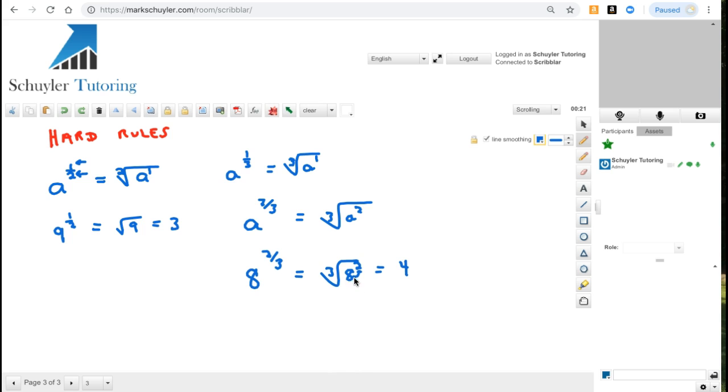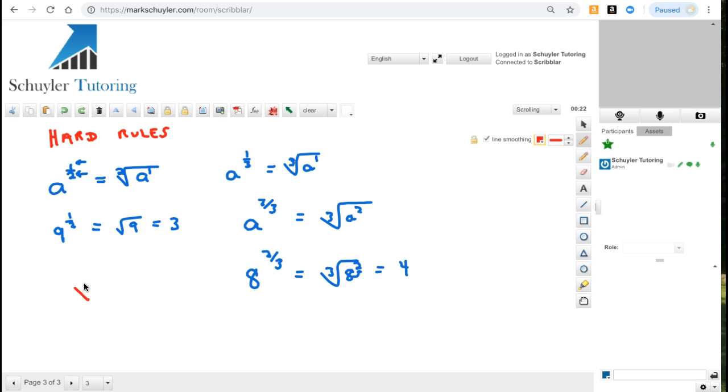And if you want to do it quickly in your head, you might want to take the square root or the cubic root first, and then square what's underneath the cubic root sign or the square root sign. So see how these are the hard rules? Well, let me give you one more to try out. I'm going to go back to red. This will be pretty important.